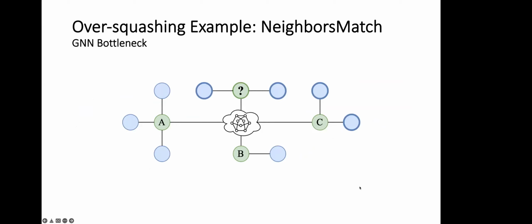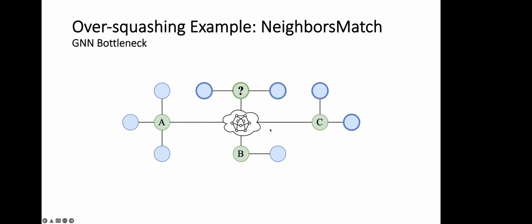So let's consider an oversquashing example, which is called the neighbors match problem. In the figure shown here, the green nodes A, B, C have a different number of blue neighbors. For example, node A has 3 blue neighbors, and node B only has 1 blue neighbor. And each green node also has an alphabetical label. Each example in the data set is a different graph, which has a different mapping from the number of neighbors to the labels.